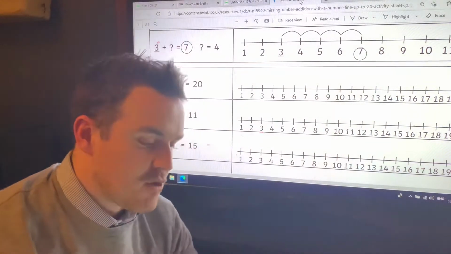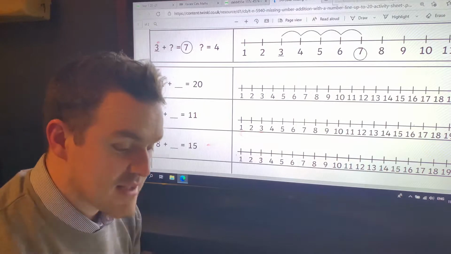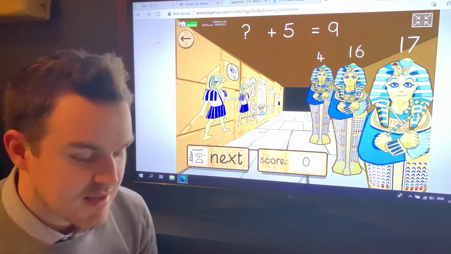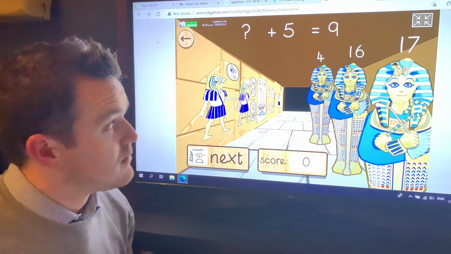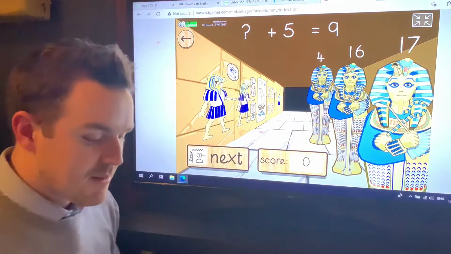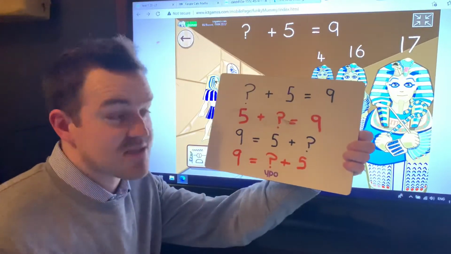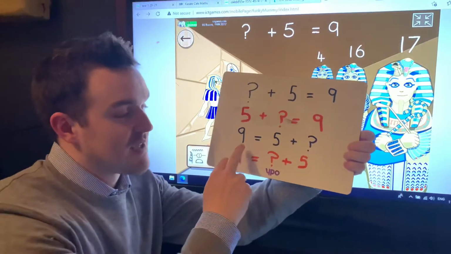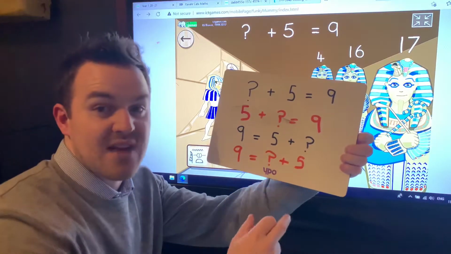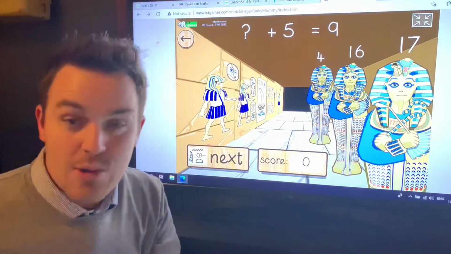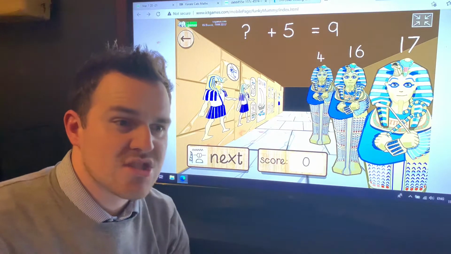Then you might want to move on to some where we don't have any pictures or number lines to help us. So I've got one here, and my one says something add 5 equals 9. So I don't know what this number is, but this could also be written in many different ways. It could also be 5 plus something equals 9, or it could even be flipped around. 9 equals 5 plus something, or 9 equals something plus 5. There's 4 different ways that same question could be written, and sometimes that can confuse people, but it's all the same thing. It just spun around.